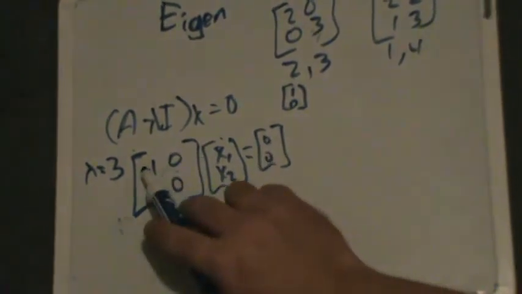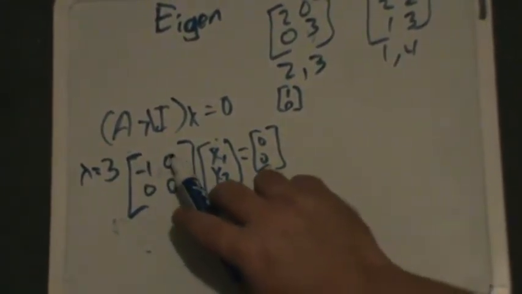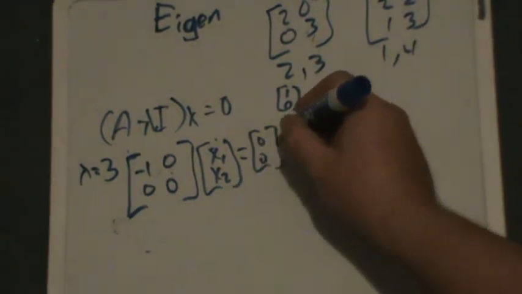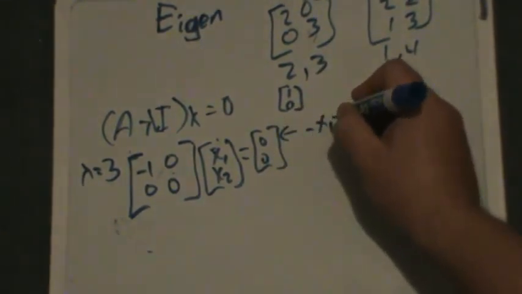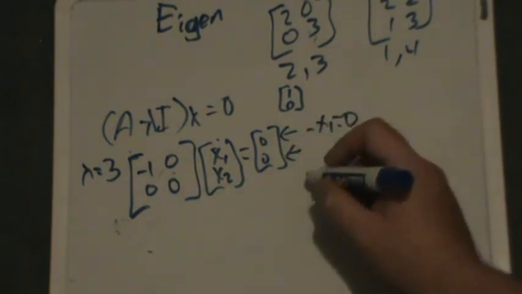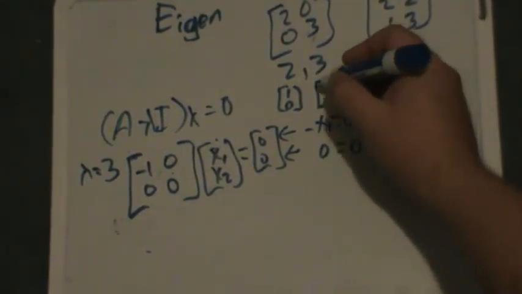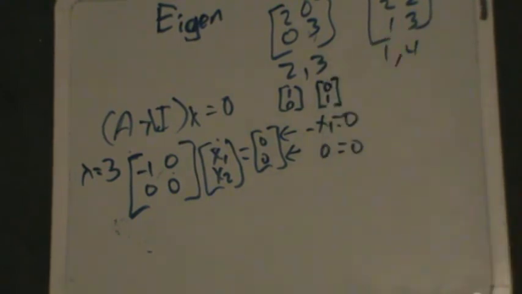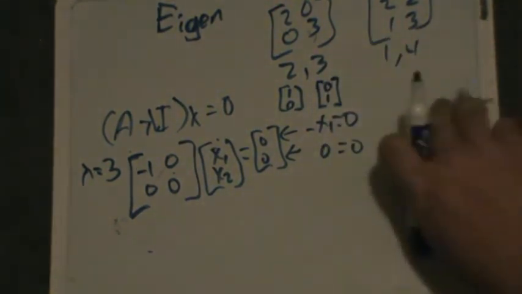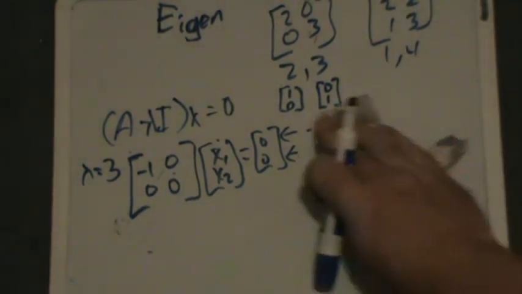The first row tells me minus x1 plus nothing equals 0. And the second one tells me nothing equals nothing because it's 2 zeros. So this one right here tells me that the first element must equal 0. Normalizing the second element, we make it 1. So we have discovered that the associated eigenvectors for this matrix are just your standard x and y directions.